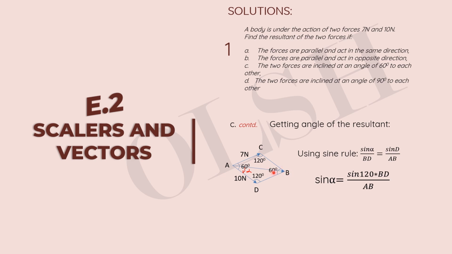So how do we get our alpha? Of course, we know our AB already, because we had gotten AB previously as 14.8 newtons. So we can simply put all we have into the equation. If we make alpha the subject of the formula, we have arc sine of 120 times BD, which is 7 newtons, over AB, which happens to be 14.8 newtons.